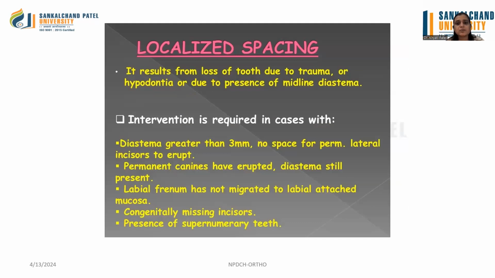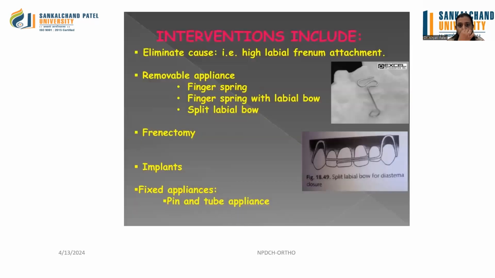In case of the localized spacing, it may be due to loss of tooth due to trauma, hypodontia, or midline diastema. So intervention is only required when the patient has diastema greater than 3 millimeter and there is no space for any permanent lateral incisor to erupt. So we need to close the space using removable appliance. If there is a high labial frenum, we need to cut the labial frenum and we can give a stabilized result. Now comes to the intervention. In that we need to eliminate the high labial frenum attachment.